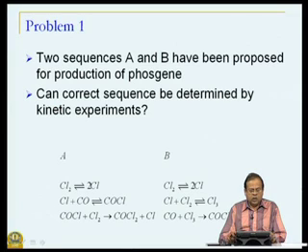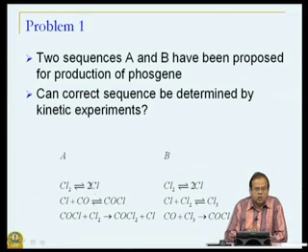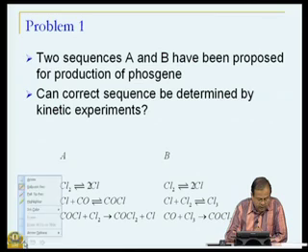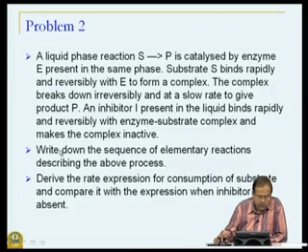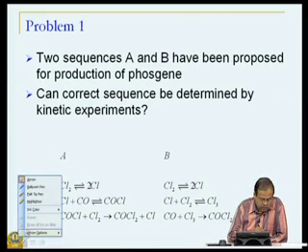Mechanism A, in which we have chlorine gas breaking down to chlorine atom, interacting with carbon monoxide giving COCl radical, and this combining with another molecule of Cl2 giving rise to COCl2. Okay. So, this is mechanism A.